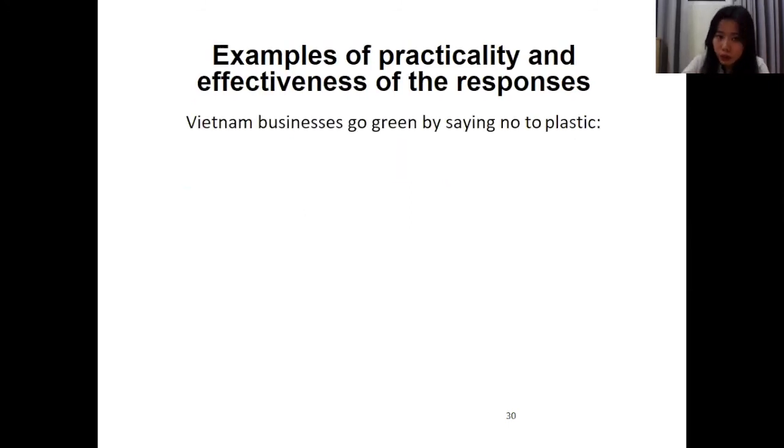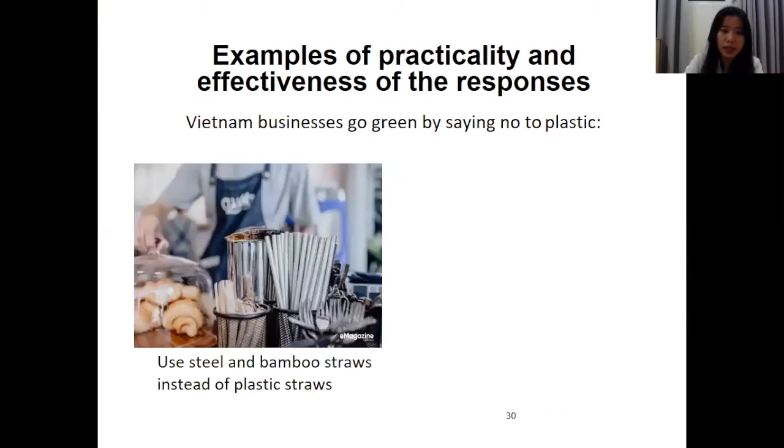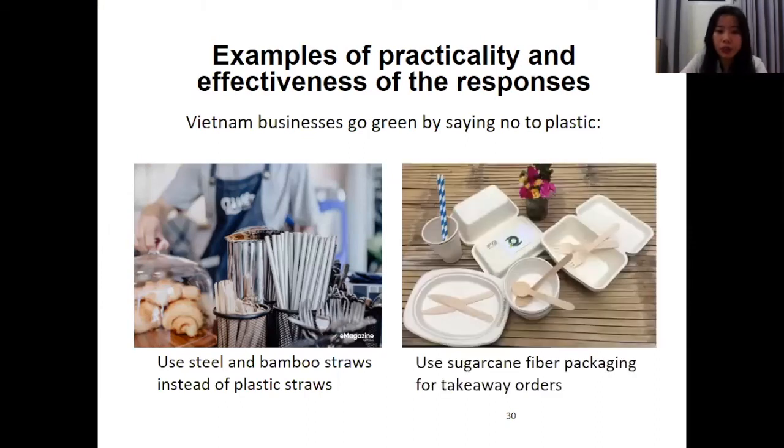Example number two is about our businesses. They are going green by saying no to plastic. They can use steel and bamboo straws instead of plastic straws, and they are also considering changing the packaging to paper-based instead of plastic-based. Or they can use sugarcane fiber packaging for takeaway orders, as you can see from the picture in the slide.